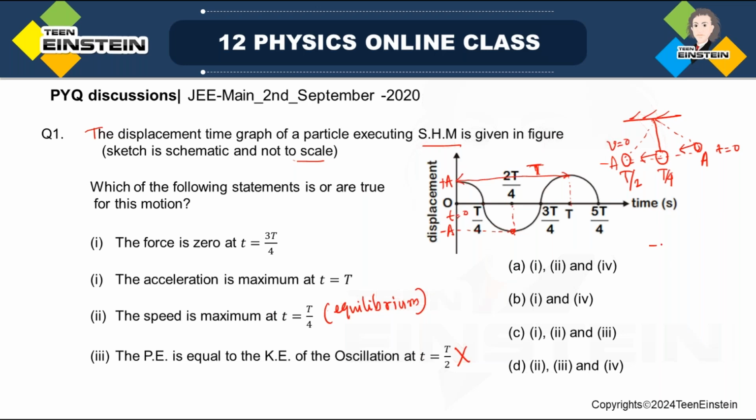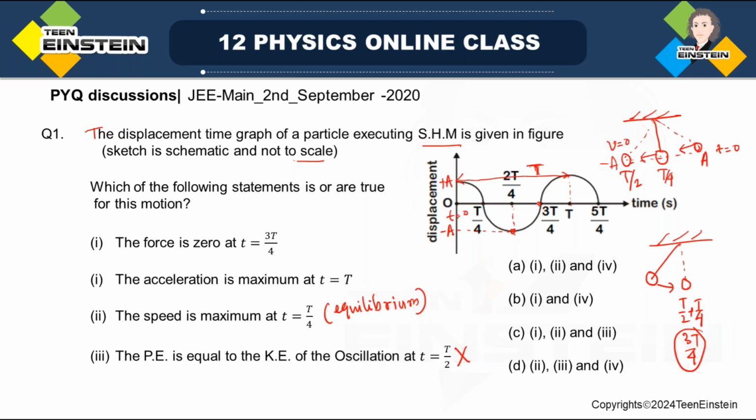Now look, I had drawn half of the motion. I'll now draw the other half. Now see, at T by 2 it was here. Now it will start moving this way. So T by 2 plus another T by 4, it will be at equilibrium. So it is actually 3T by 4. It will be again at the equilibrium. That means displacement will be 0.